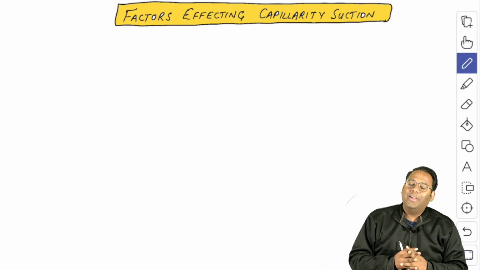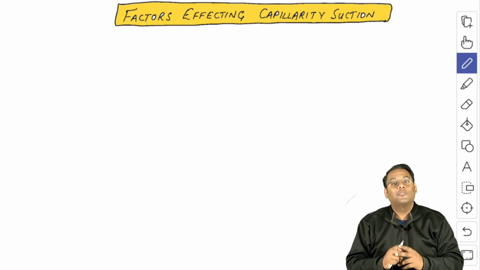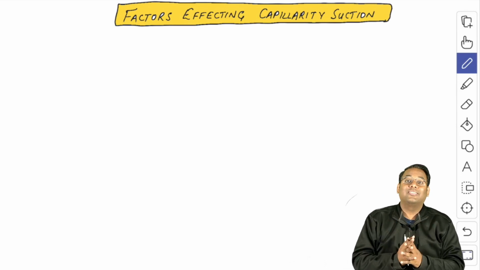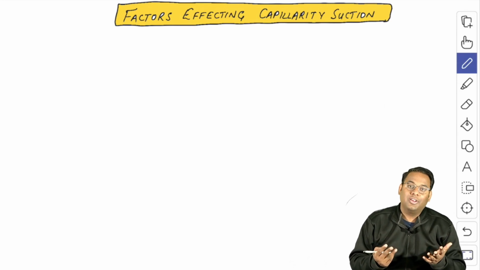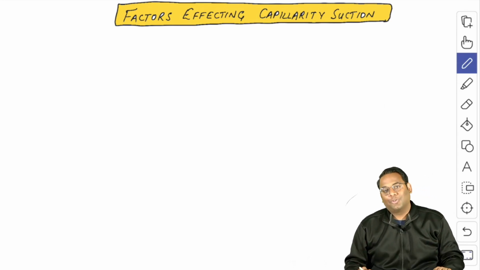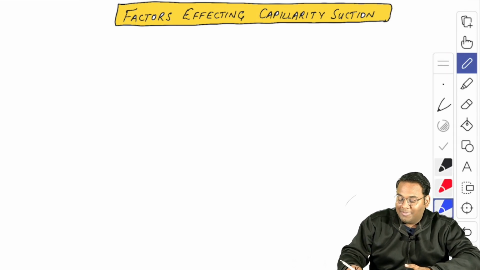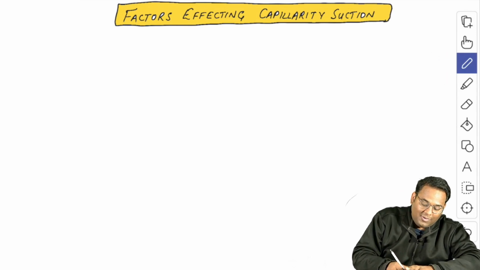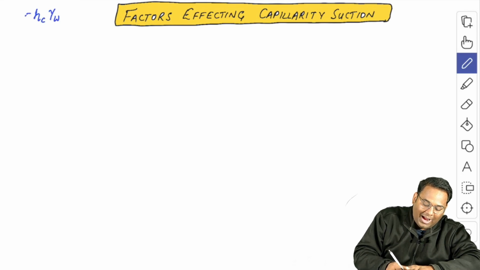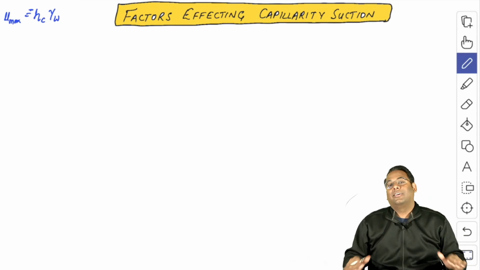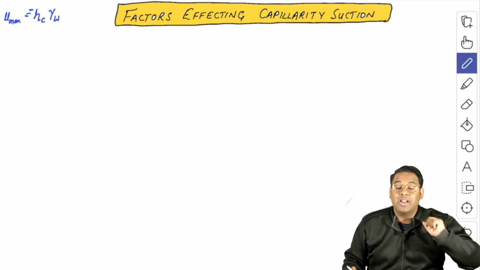Hello everyone, welcome to this lecture in which we are going to study the different factors that affect capillary suction or capillary rise in the soil. As you already know, the formula for the maximum suction is μ_max = Hc × γw. And yes, this is negative because this water suction is acting in the upward direction.